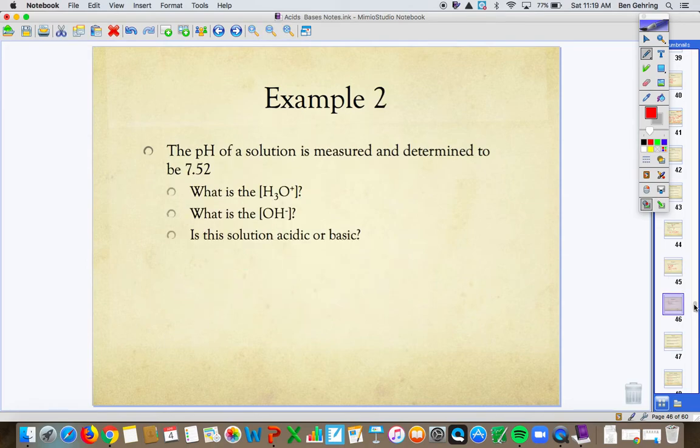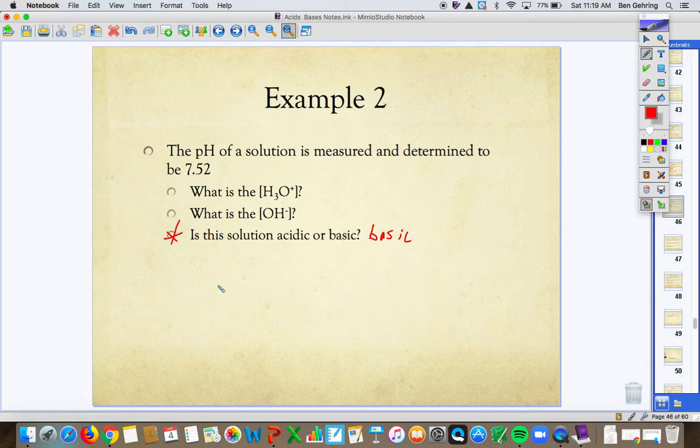Okay? In this example, the pH of a solution is measured and determined to be 7.52. I want to know the hydronium concentration, the hydroxide concentration, and if the solution is acidic or basic. Because I've given you a pH right now, we can answer question 3. And because this is bigger than 7, this solution is going to be basic. Now let's work backwards.